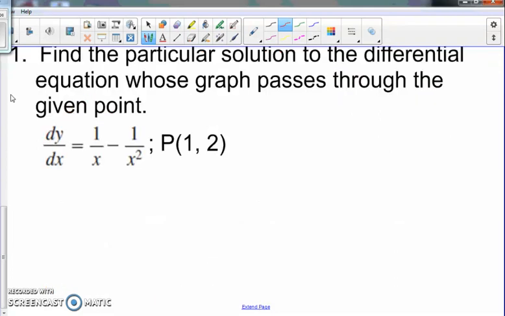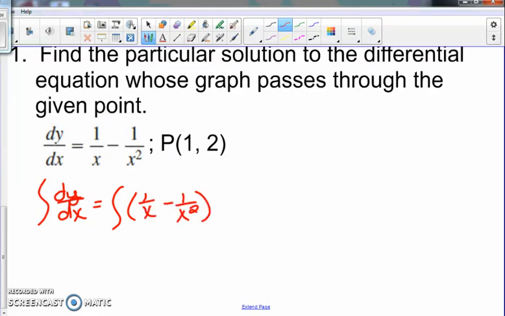So I would start by integrating both sides. The integral of dy dx is just y. And then here we're going to go piece by piece. If you can remember, the function that has a derivative that's equal to 1 over x, that would be natural log of x.